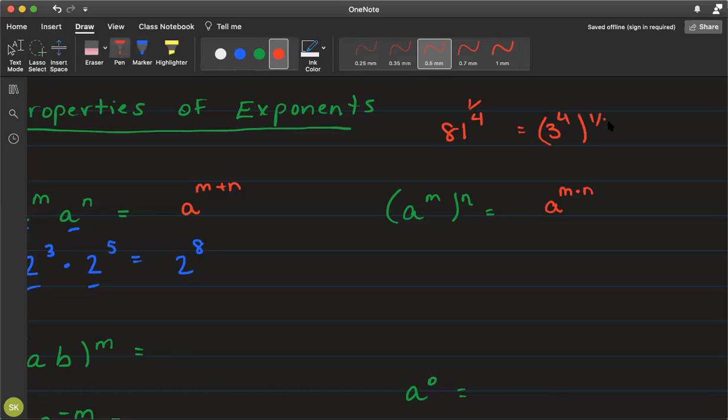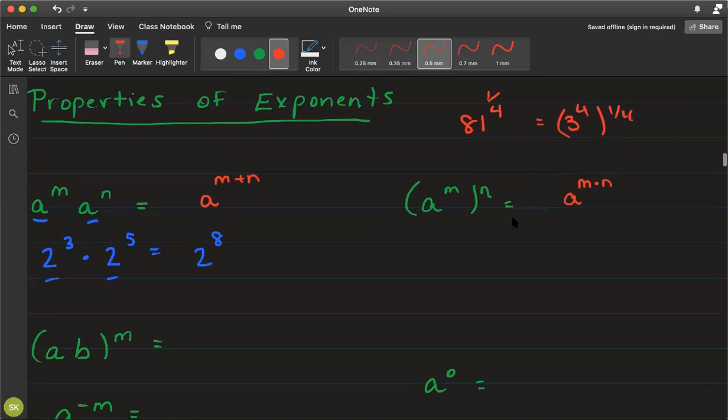And then I have this 1/4 here, and then I multiplied these two numbers. That's what I was doing here because I knew this property. So if you're not familiar with this property or you forgot it, that's okay. Let's give another example of this.